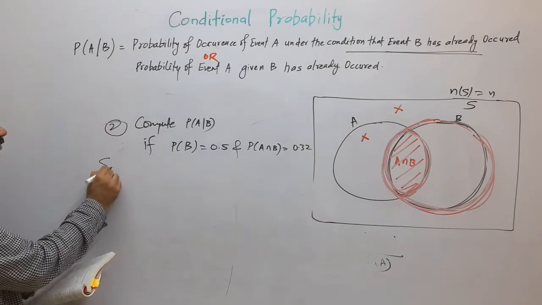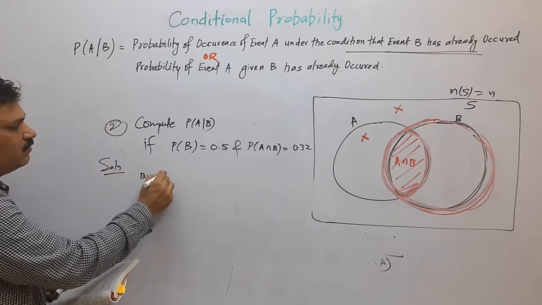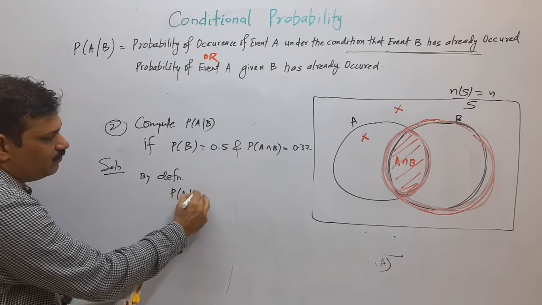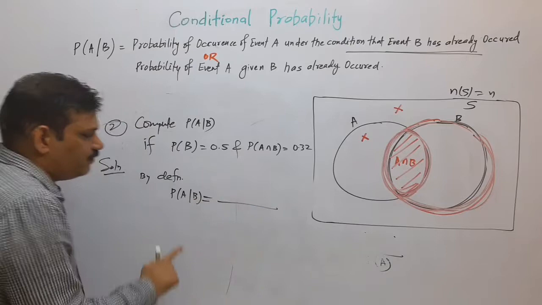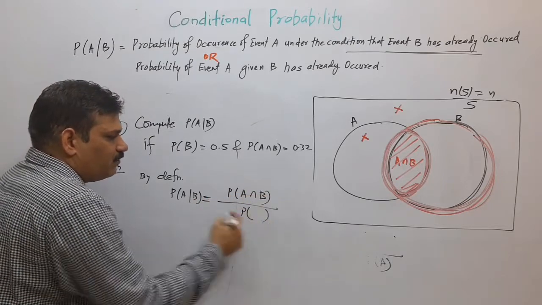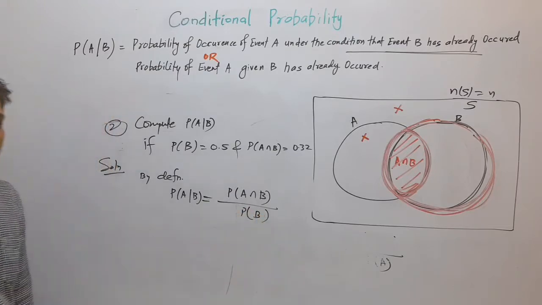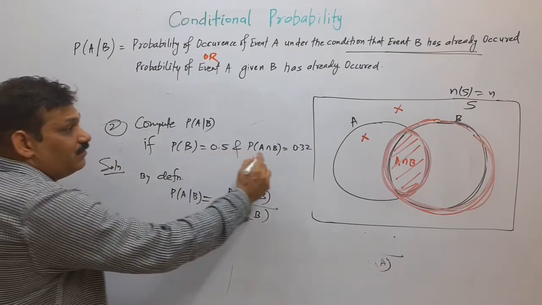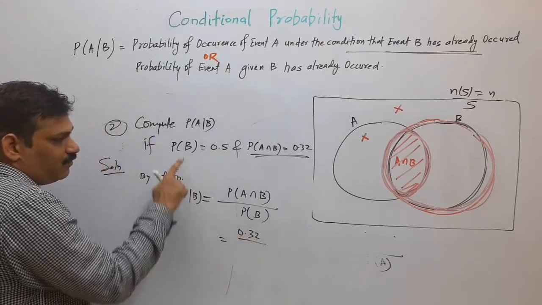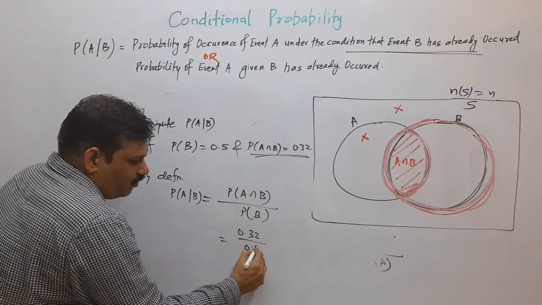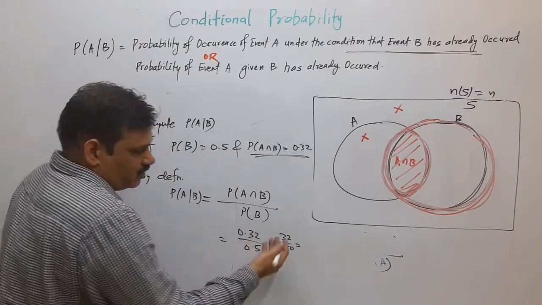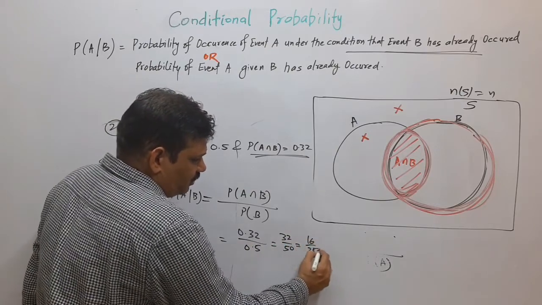Obviously, by definition, the probability of A given B is the probability of both events happening together divided by the probability of the event which has already occurred. So this is A intersection B, 0.32, divided by the probability of B, that is 0.5, that is 32 upon 50, which is 16 upon 25.